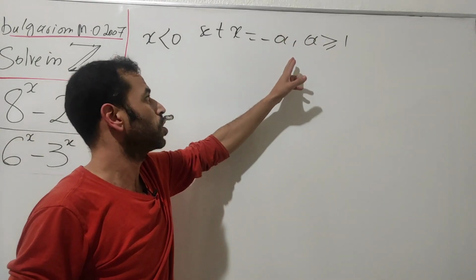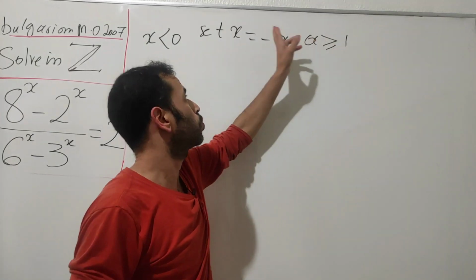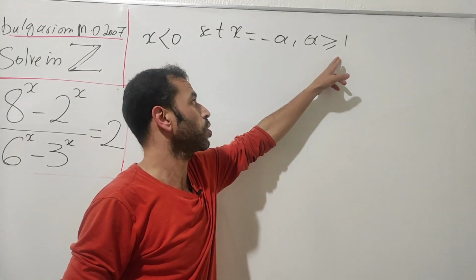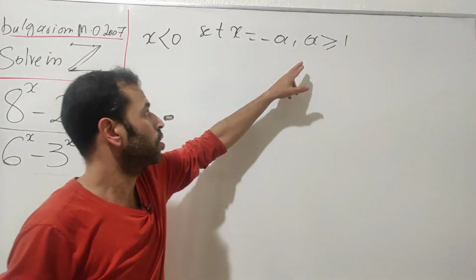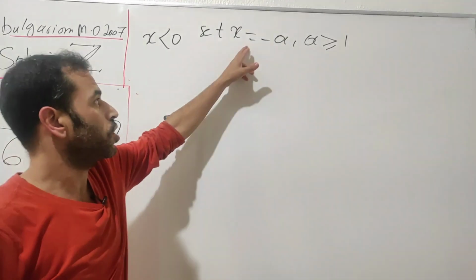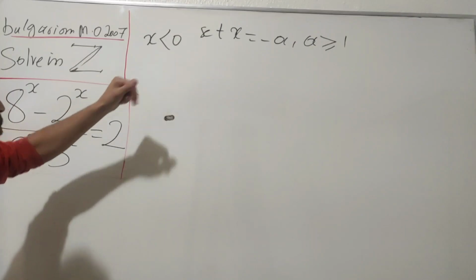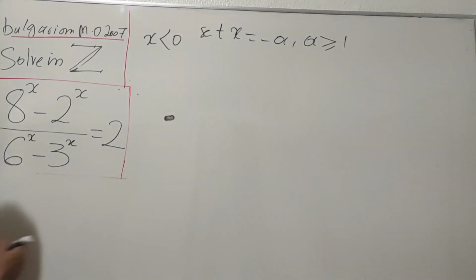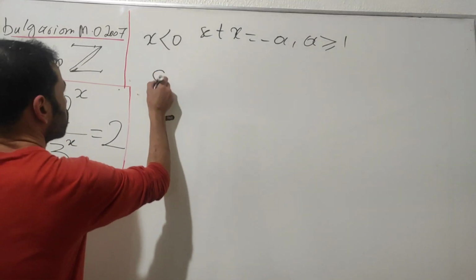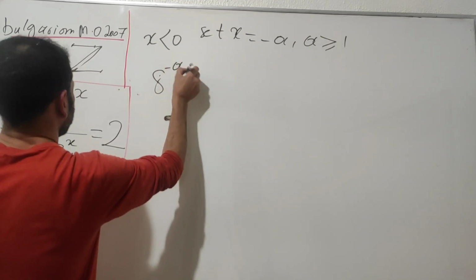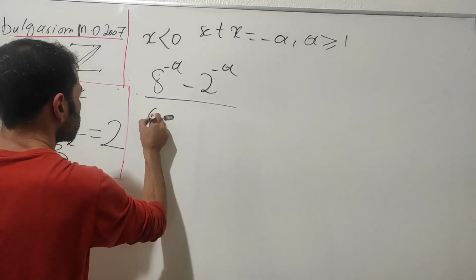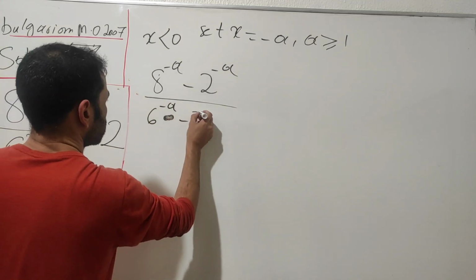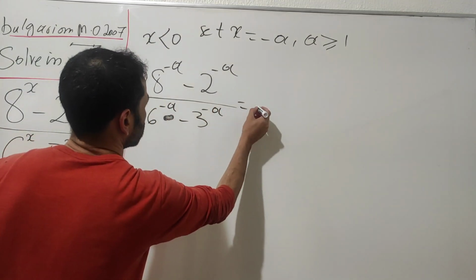So we are going to consider when we have a is superior or equal to 1, which is x is strictly inferior than number 1. Okay, so because we are taking the negative numbers, now we are going to take the inverse of these things. So by replacing x with minus a, I get the following. I get 8 to the minus a minus 2 to the minus a all over 6 to the minus a minus 3 to the minus a, which equals number 2.